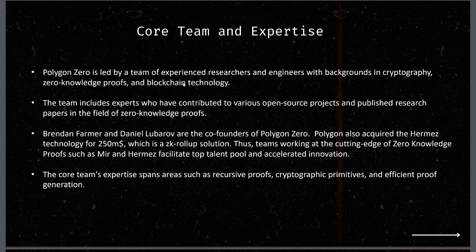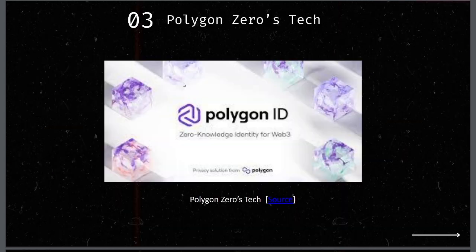So you have both the talented teams, right? The Mir protocol and the Hermes protocol. Basically, both of them with world-class researchers and innovators working on ZK rollup solutions. So both of them can now collaborate. Both of them can now communicate, and that can lead to cutting-edge research and tech product offerings by Polygon. So these are the teams working at the cutting edge of zero knowledge proofs, and they facilitate a top talent pool and accelerated innovation. Again, the core team's expertise in both these protocols spans several areas such as recursive proof, cryptographic primitives, and efficient proof generation.